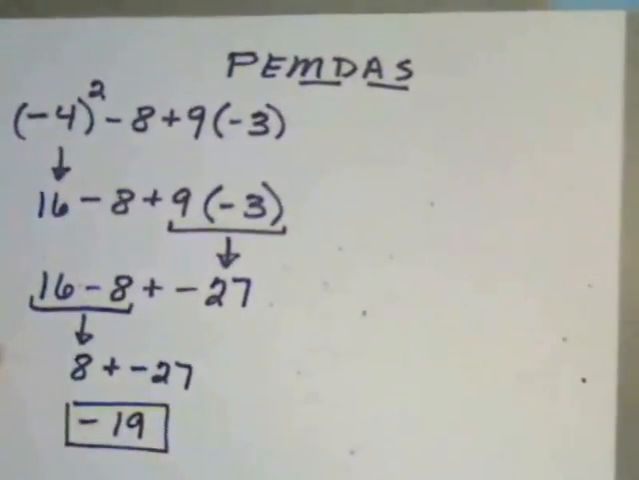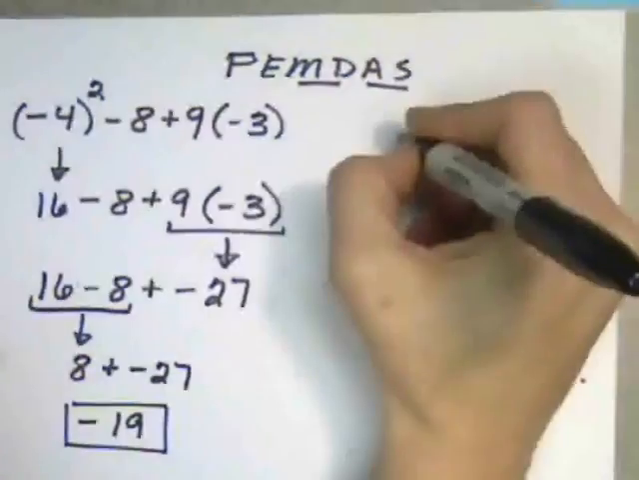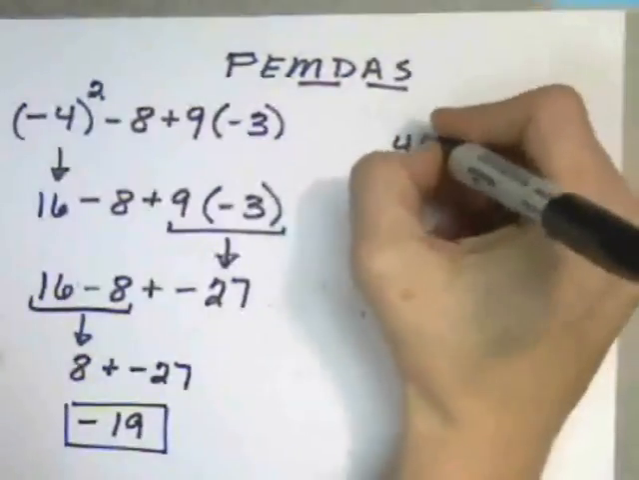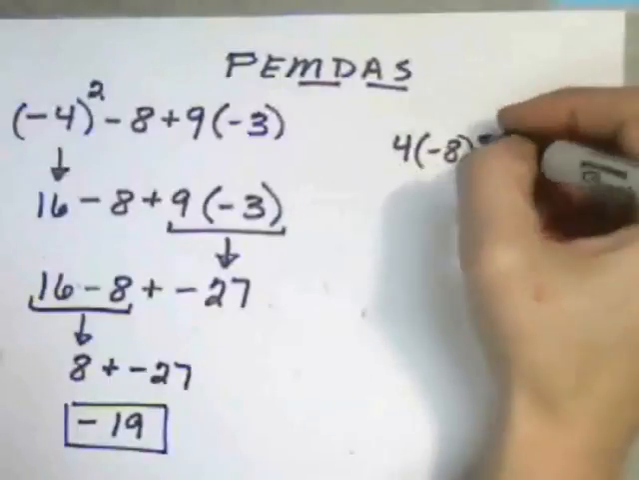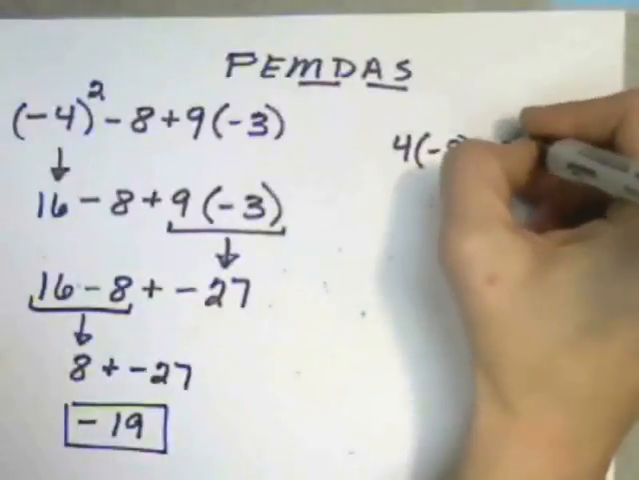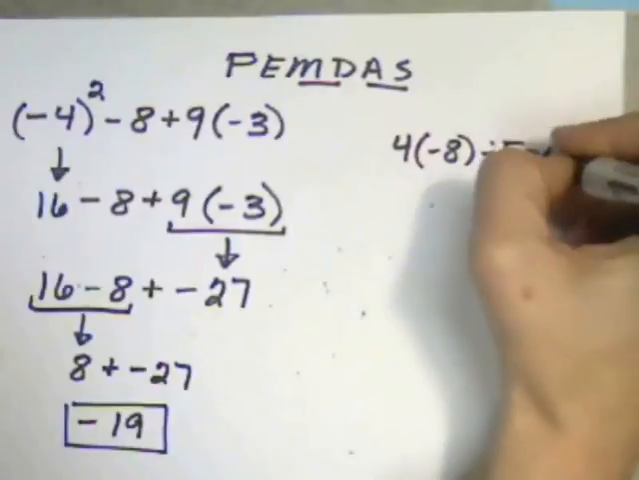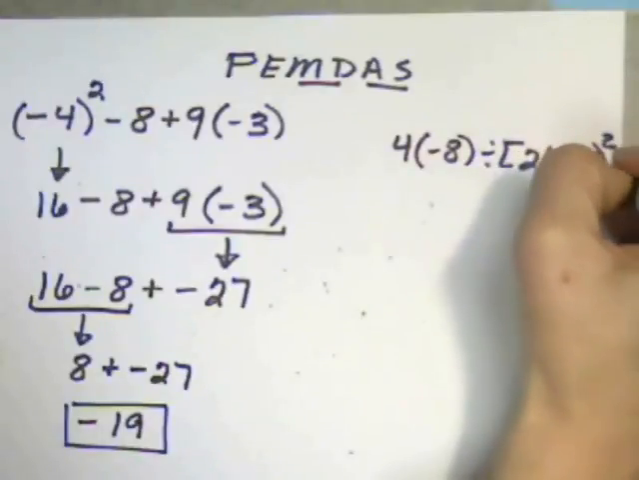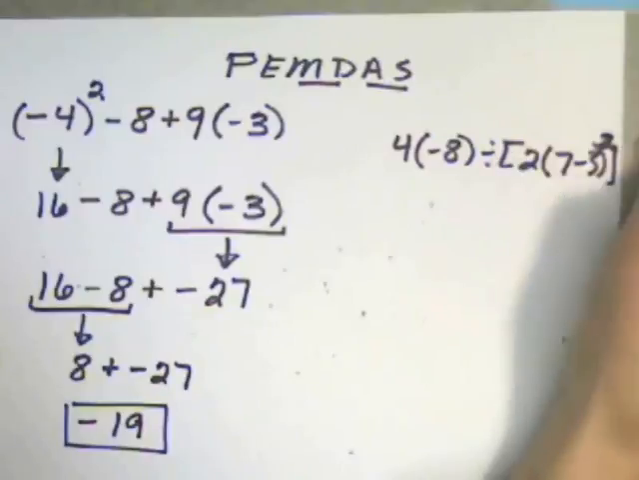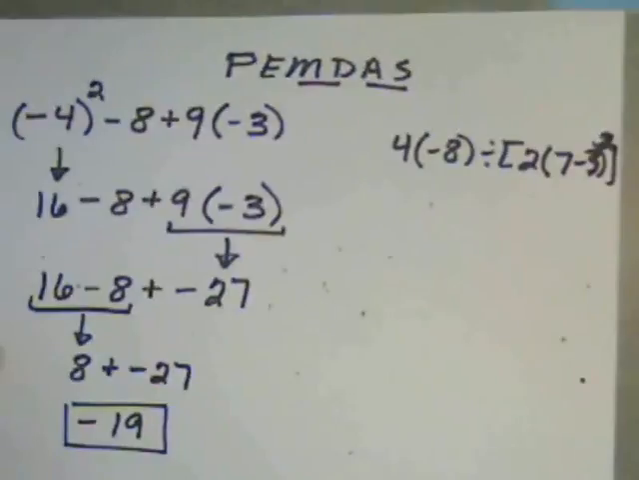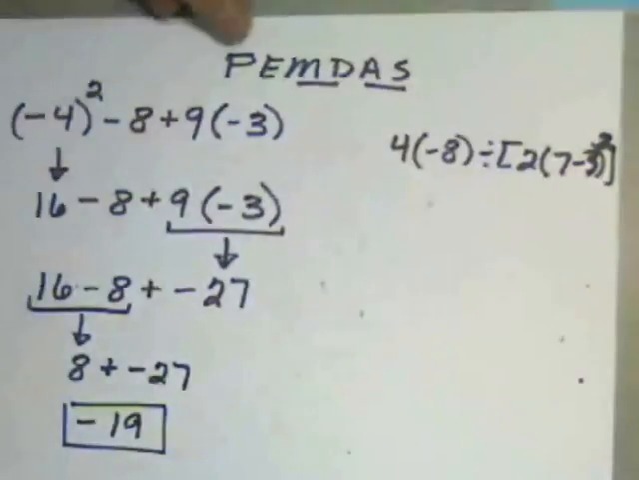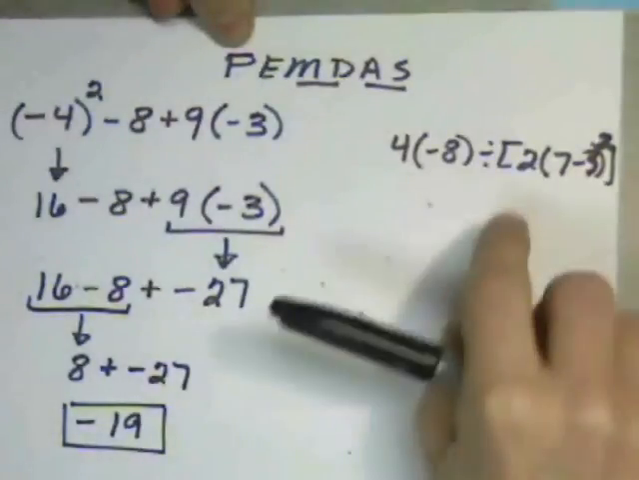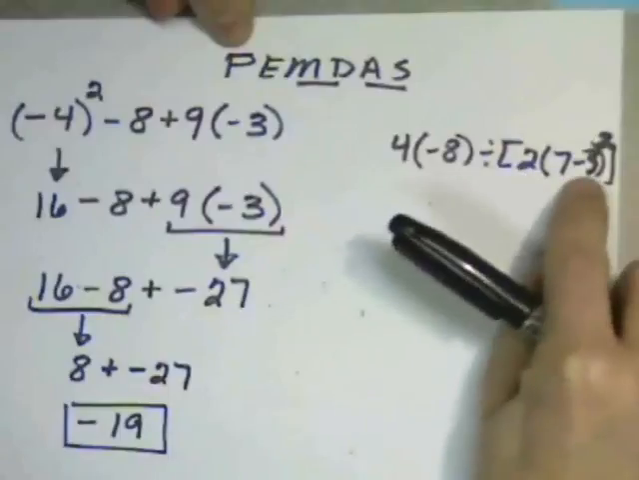Okay, let's work another one. How about this? 4 times negative 8 divided by 2 times 7 minus 3 squared, and another bracket. I kind of ran out of room there. That's what you've got. So when you look at it, you say, okay, do I have any parentheses? Sure, right here. This counts as grouping stuff, right?